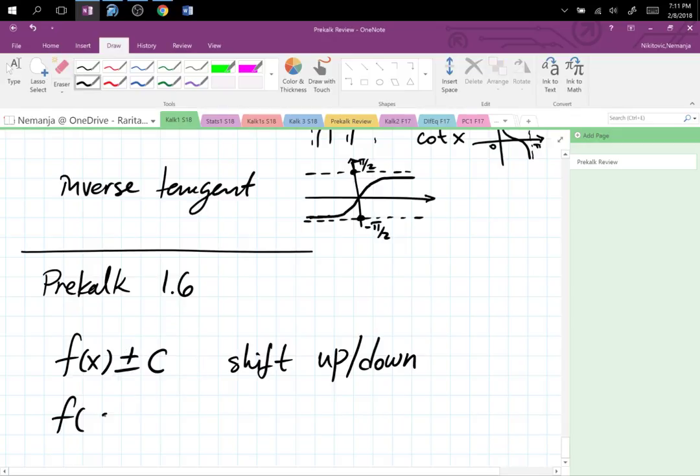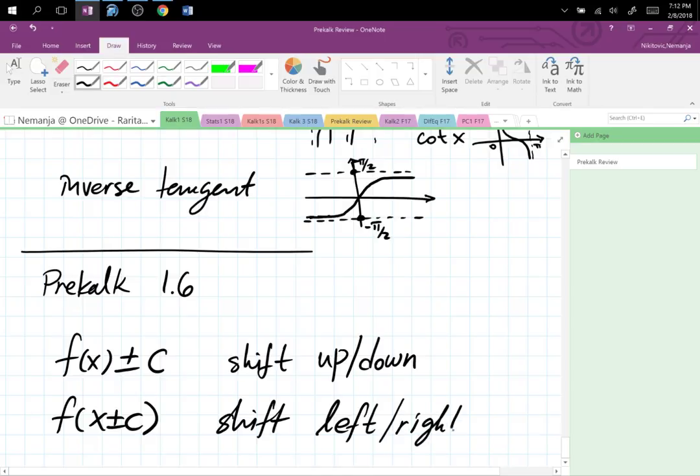You have f of x plus minus c, which is going to shift everything left, right. It's a plus that shifts it to the left, and a minus that shifts it to the right.